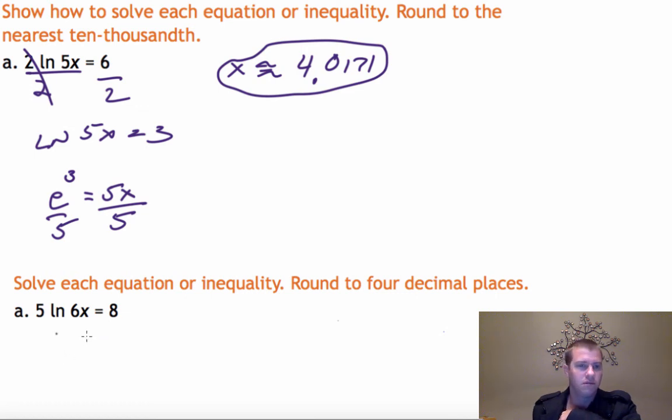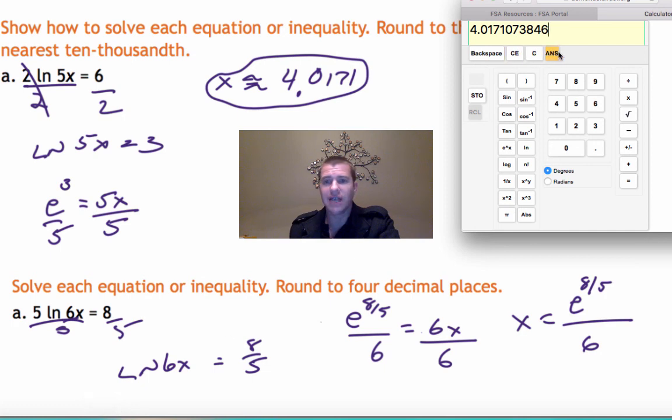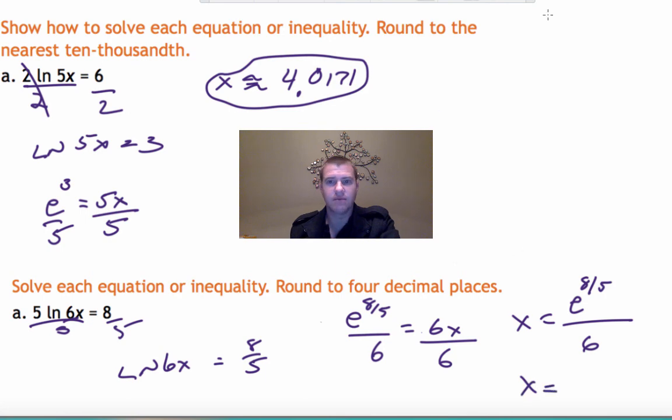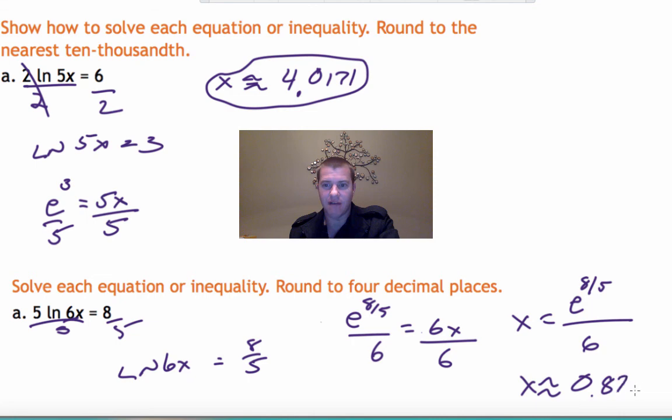Hurry, hurry. So you get x equals e raised to the 8 over 5, all divided by 6. If you're doing that in the calculator, you can do exactly that. e raised to the 8 over 5 in that parentheses, and then divide that by 6. And you get x is approximately 0.8255.